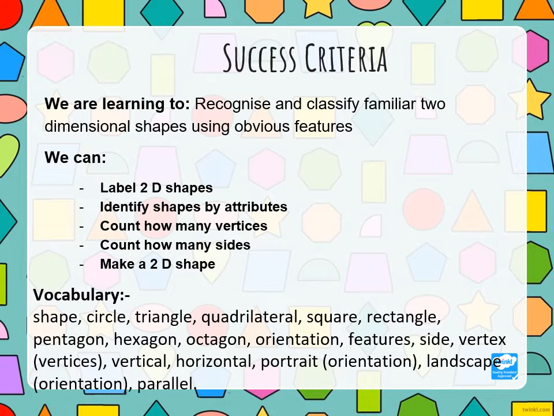The vocabulary that we might use this week include the words shape, circle, triangle, quadrilateral, square, rectangle, pentagon, hexagon, octagon, orientation, features, side, vertex or vertices, vertical, horizontal, portrait orientation, landscape orientation, and parallel.